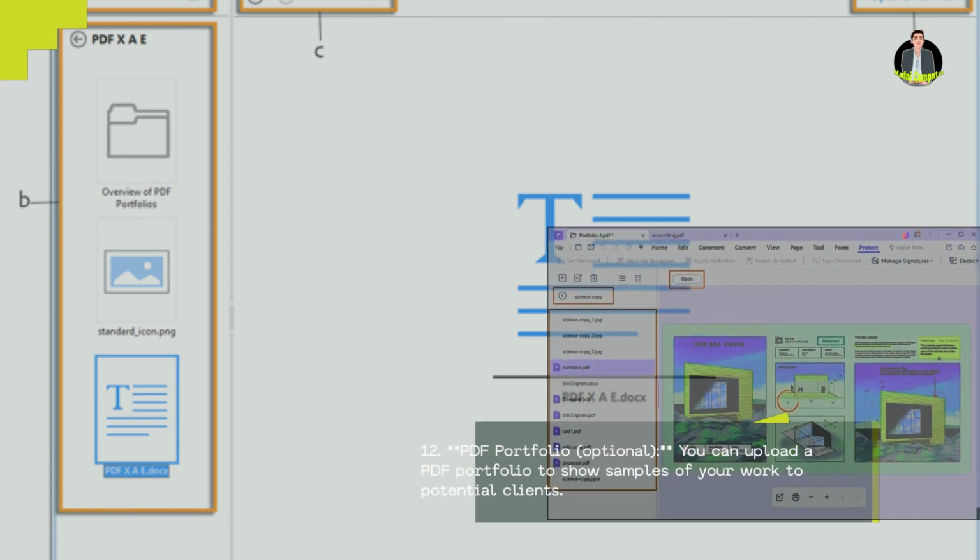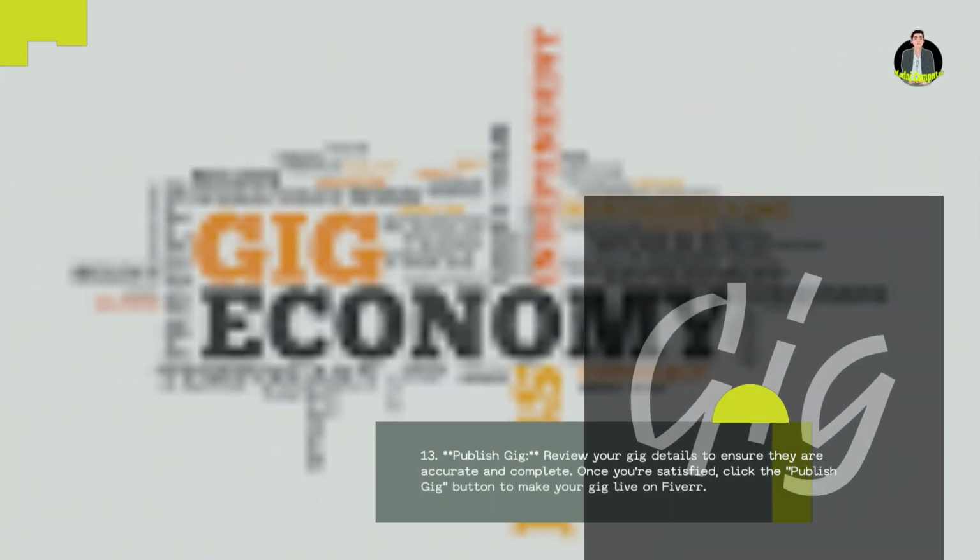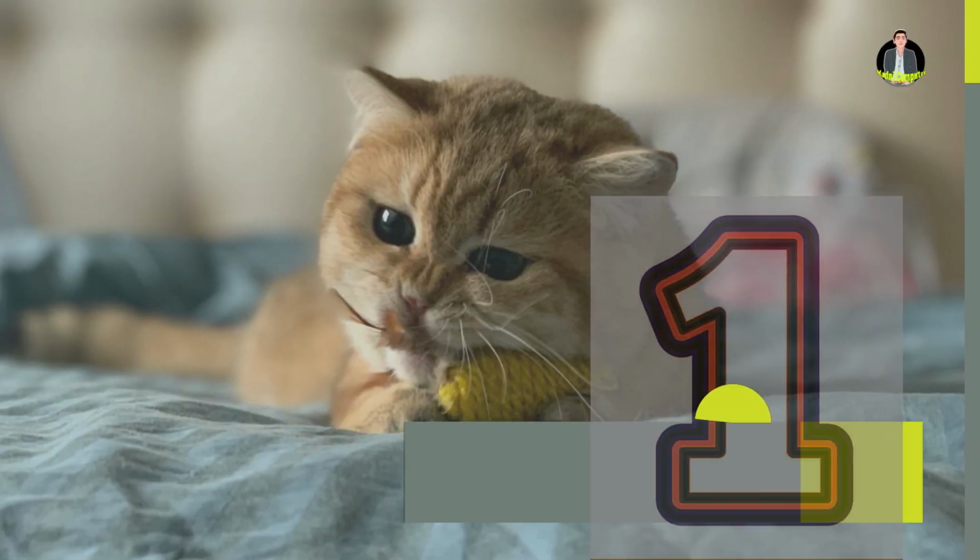12. PDF portfolio. Optional. You can upload a PDF portfolio to show samples of your work to potential clients. 13. Publish gig. Review your gig details to ensure they are accurate and complete. Once you're satisfied, click the Publish Gig button to make your gig live on Fiverr.